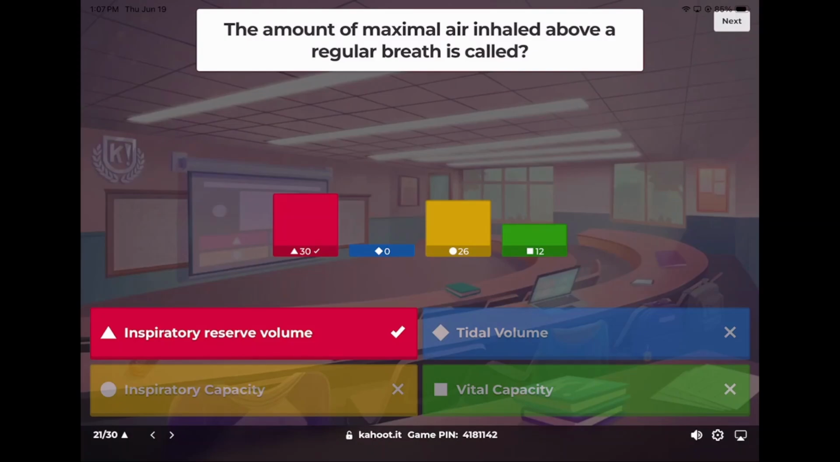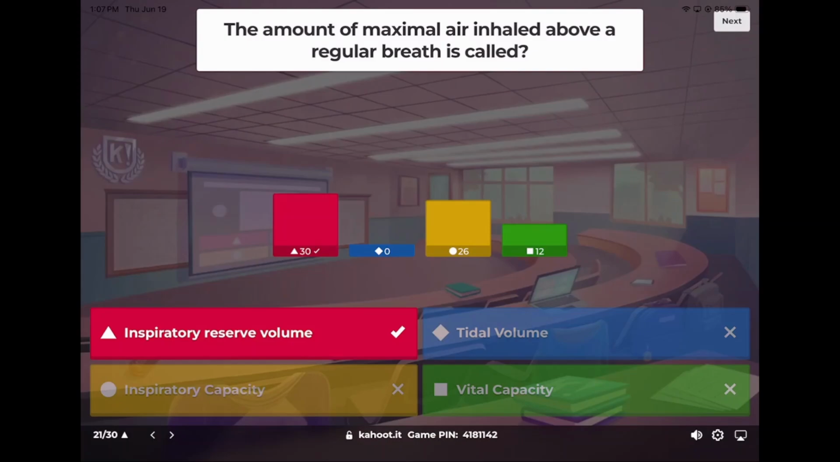If the question said the amount of maximal air inhaled with your normal breathing, now the answer becomes inspiratory capacity, because it's the amount of air we can breathe in with our normal tidal breath plus all the extra air we can get into our lungs. So capacities are two volumes added together. Tidal volume we talked about was just our normal breathing. What are you doing at rest?